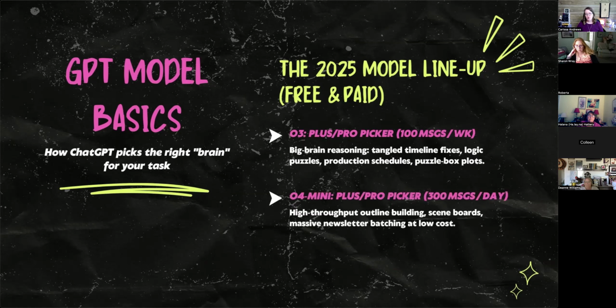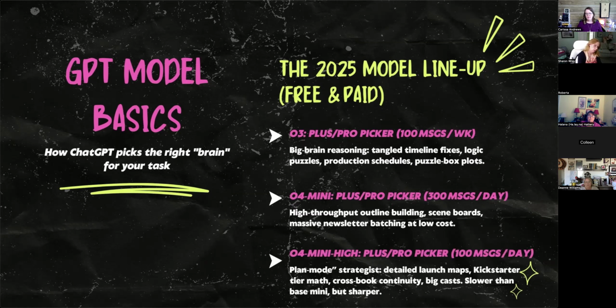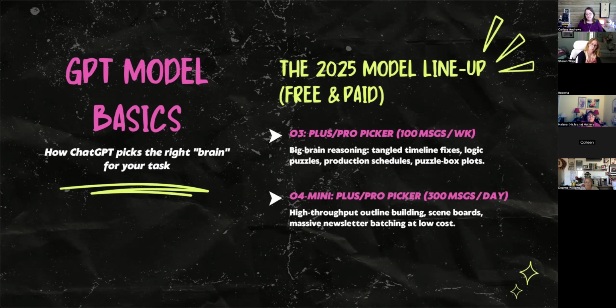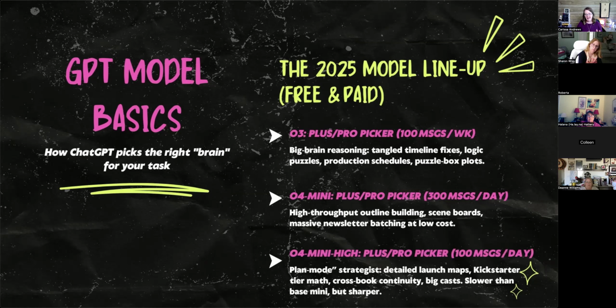And then finally, there's O4 Mini. No, we've got Mini High too, yeah. Okay, so there's O4 Mini, Plus and Pro. You have 300 messages per day with this particular model. It's high throughput: outline building, scene boards, massive newsletter batching at a low cost. So if you're doing a lot of stuff in one go, this is the one to be using. And then O4 Mini High is the planning mode strategist. It does detailed launch maps, Kickstarter tier math, cross-book continuity, big casts. It is slower than base mini, but it's sharper.